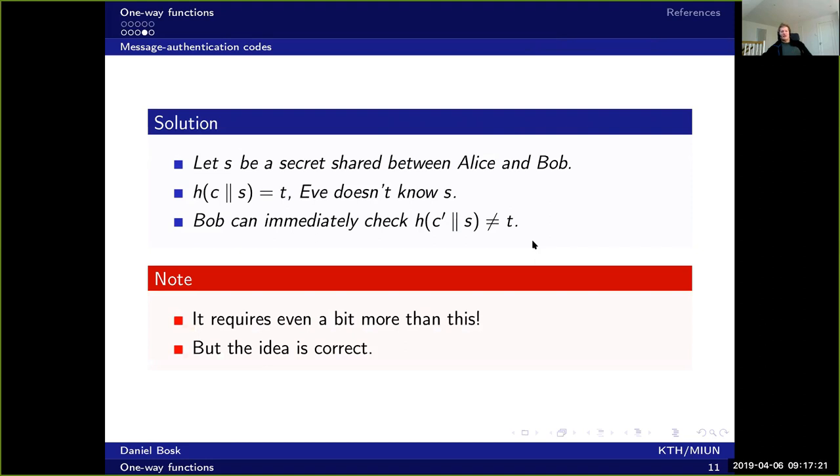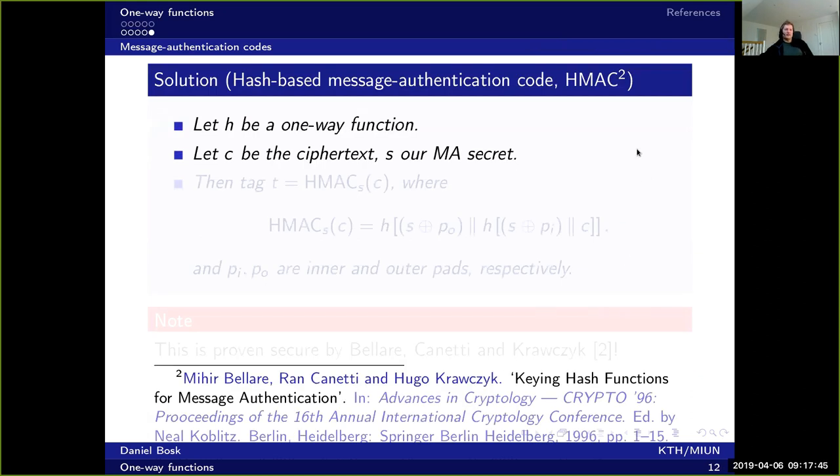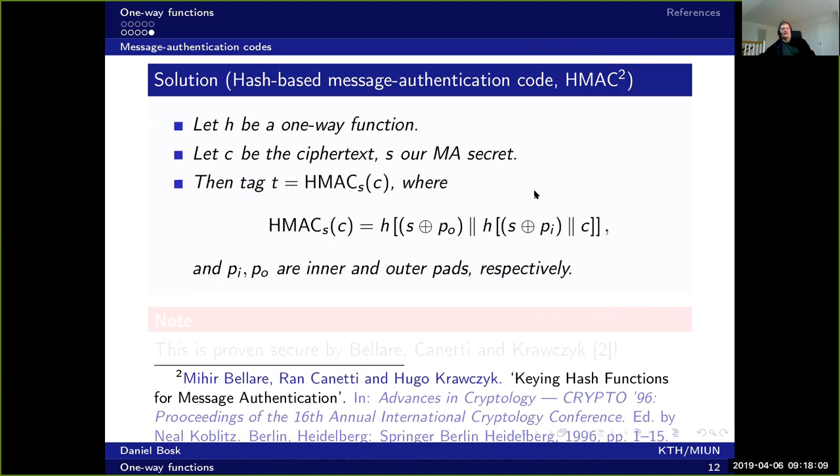Now this is the correct idea, but there are some attacks on this simple scheme, and some attacks depend on which hash function you're using and how it works. The idea is correct, but it requires a bit more technicalities. So the way to do it would be to use the hash-based message authentication code scheme. So H is a hash function, a one-way function, and C is the ciphertext that we're interested in providing authenticity for, and S is our message authentication secret, same as on the previous slide. Then we can compute the tag T here for the ciphertext C using this secret in this way.